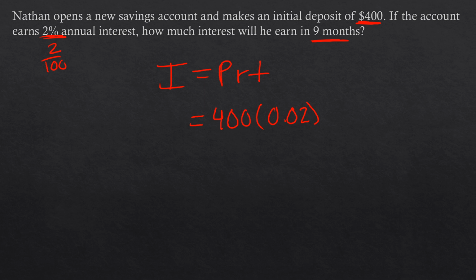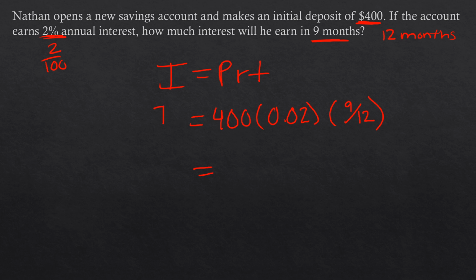So remember, time has to be in years, and there are 12 months in 1 year, correct? So I only need 9 out of those 12 months, which means I'm going to put 9 over 12 here. Anytime you are given months or a unit of months, you want to put it as a fraction over 12, because remember, T only represents time in years. So that is why we have to put this 9 over 12.